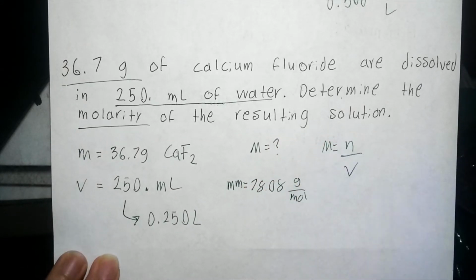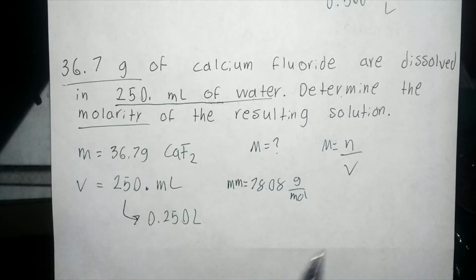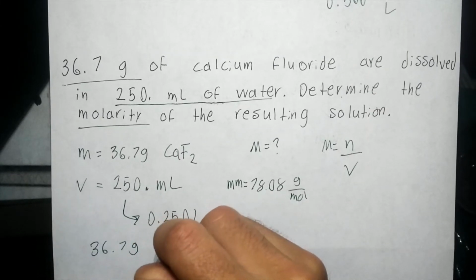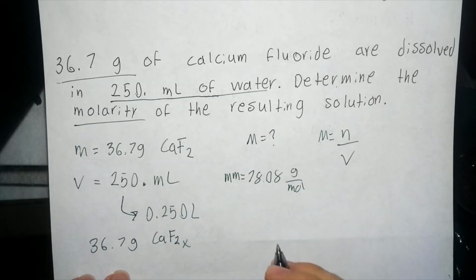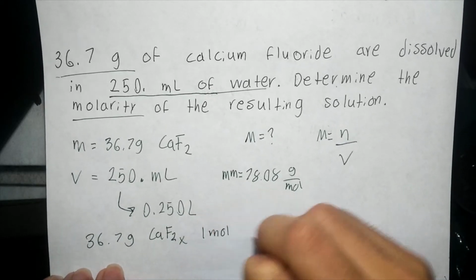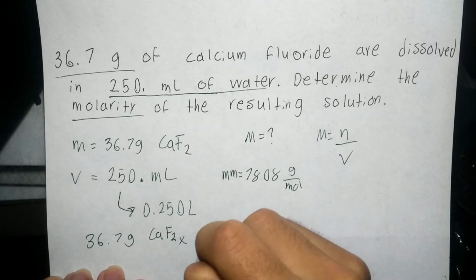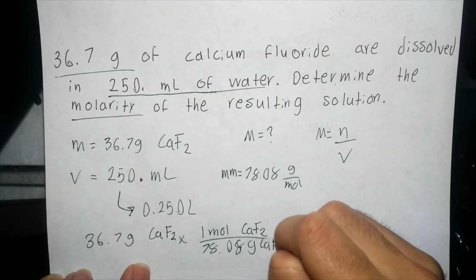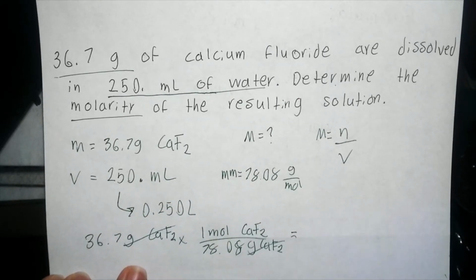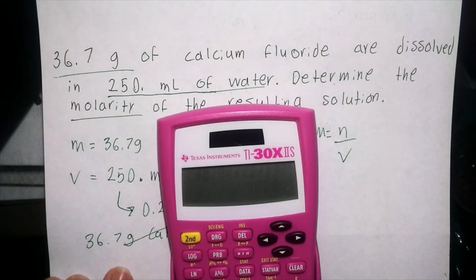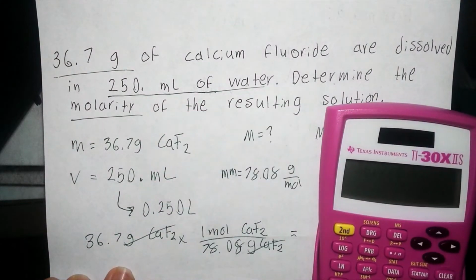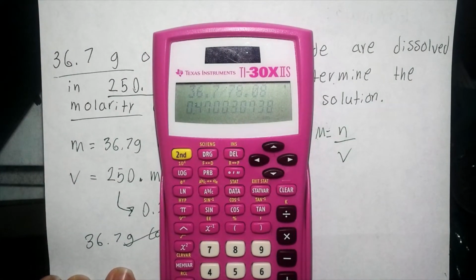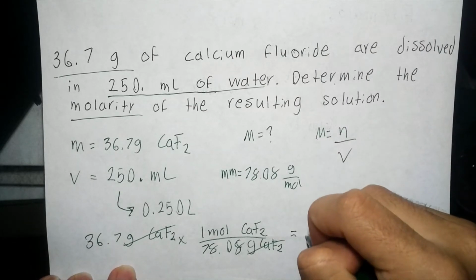Now I have all the materials that I need in order to convert this mass into moles. So I just take 36.7 grams of calcium fluoride and divide that by the molar mass. It'll be 1 mole of calcium fluoride up top, and 78.08 grams of calcium fluoride on the bottom. Here, grams cancels out, and you're left with moles. So it'll be 36.7 divided by 78.08, and you should get 0.470 as the amount of moles.